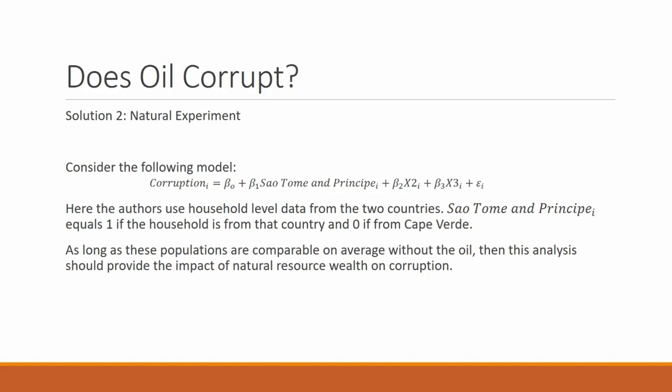So consider the following model. In this model, instead of using just natural resources as the independent variable of interest, they use São Tomé and Príncipe as the independent variable of interest. Here, the authors use household data from the two countries. São Tomé and Príncipe equals 1 if the household is from that country and 0 if they're from Cape Verde. As long as these populations are comparable on average without the oil, then this analysis should provide the impact of natural resource wealth on corruption. So as long as before the discovery of the oil, these two countries were very similar, and they were, and as long as the populations are very similar between the two countries, then this discovery of oil should allow us to identify the impact of natural resource wealth on corruption.